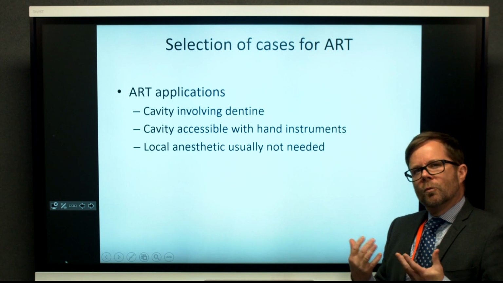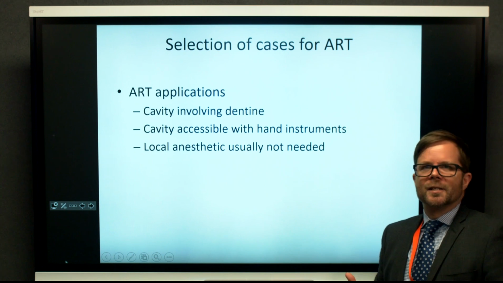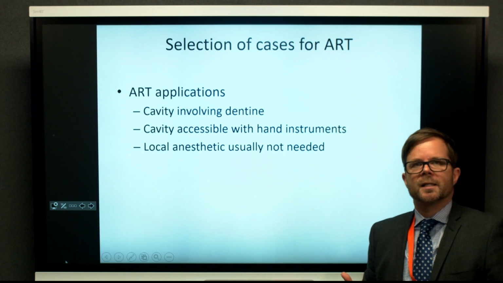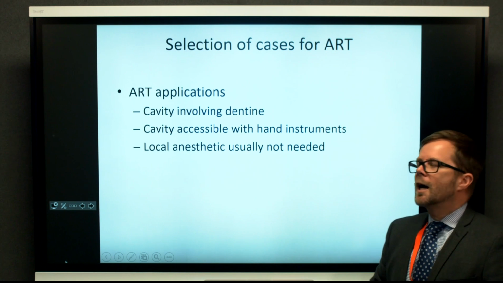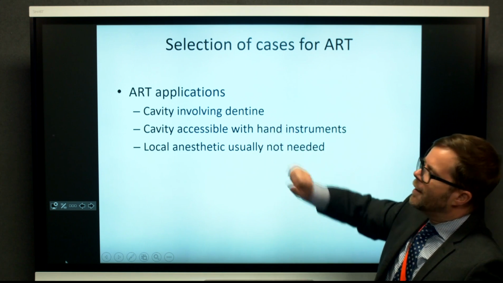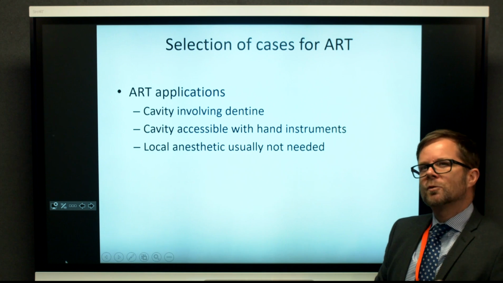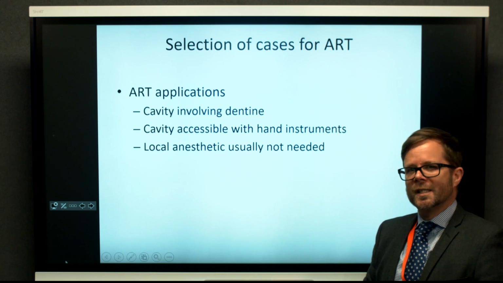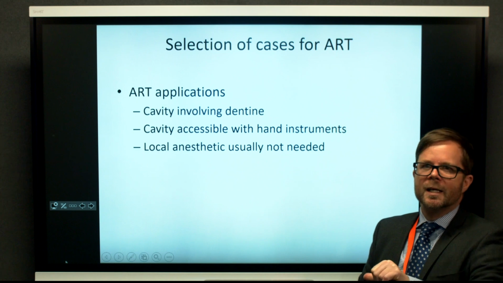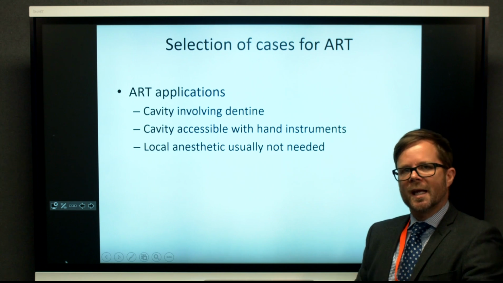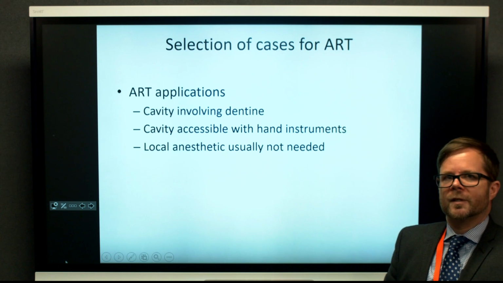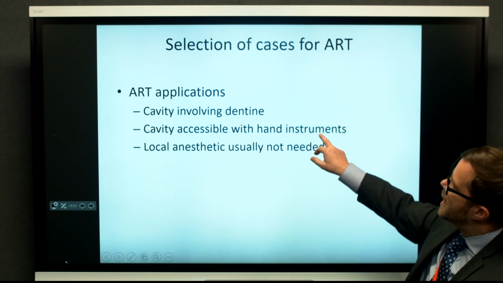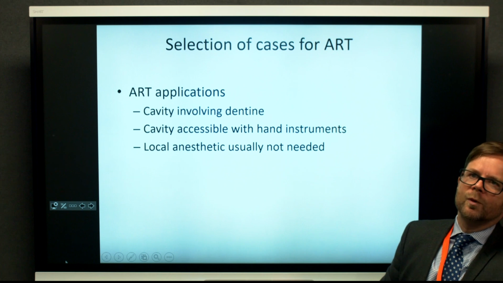So how do we select cases for the ART technique? ART applications are the following: a cavity involving dentine. But remember, we can also use ART to seal teeth. So we will actually seal the adjacent sound tooth structure, pits and fissures, as well as filling the cavity itself. The cavity has to actually also be accessible with hand instruments.